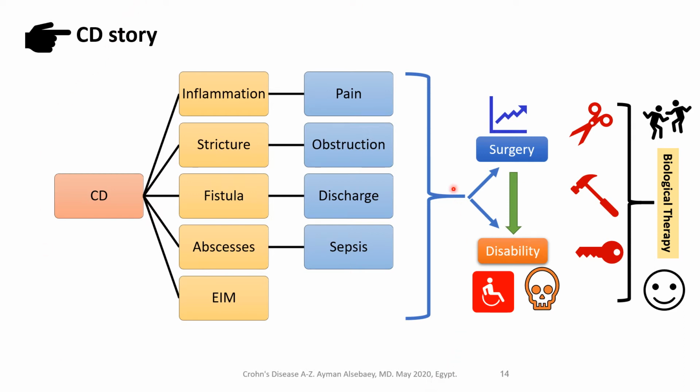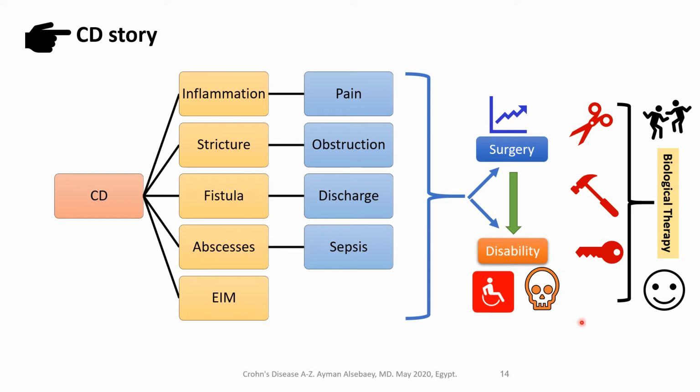Because we don't have a curative treatment, most of the patients will require surgery, and this surgery will be repeated as we see in this curve. As a result, disability will occur, and some people who undergo multiple resections of the intestine will have short bowel syndrome and death unless intestinal transplantation is done.